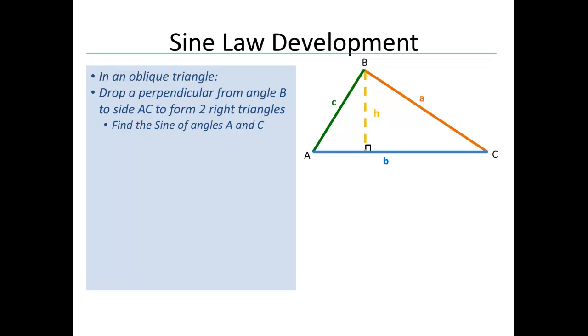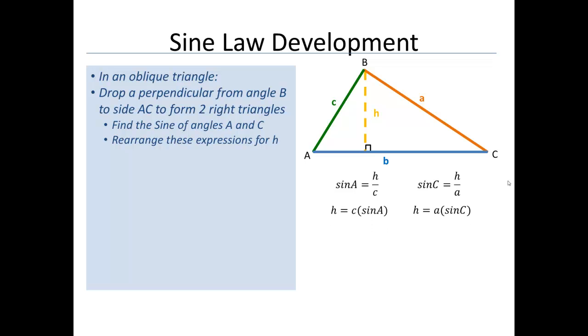So what we're going to do is take the sine of angle A, and the sine of angle C. When we do this, remember that sine is opposite over hypotenuse, so sine of A is opposite h over hypotenuse c, and sine of angle C is opposite h over hypotenuse a. We can now use a little bit of algebra and rearrange these expressions for h. So I'll get h is c times sine A, and h is a times sine C.